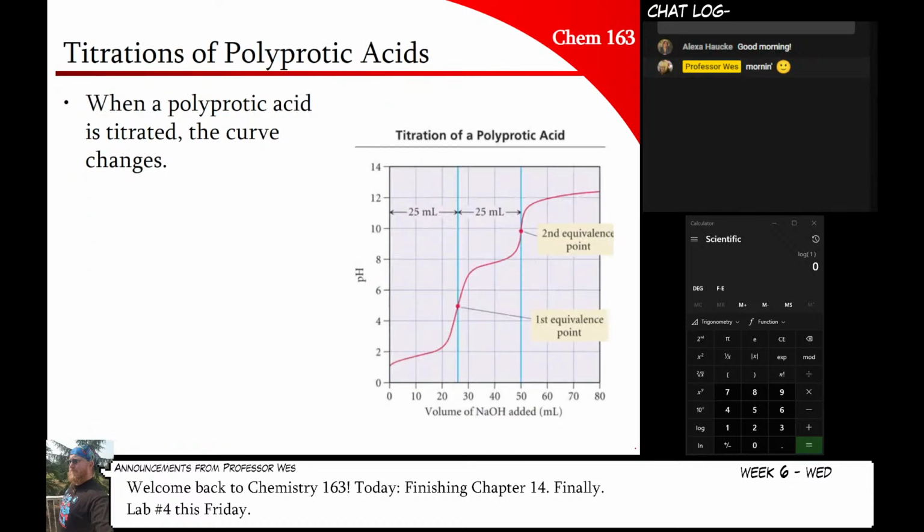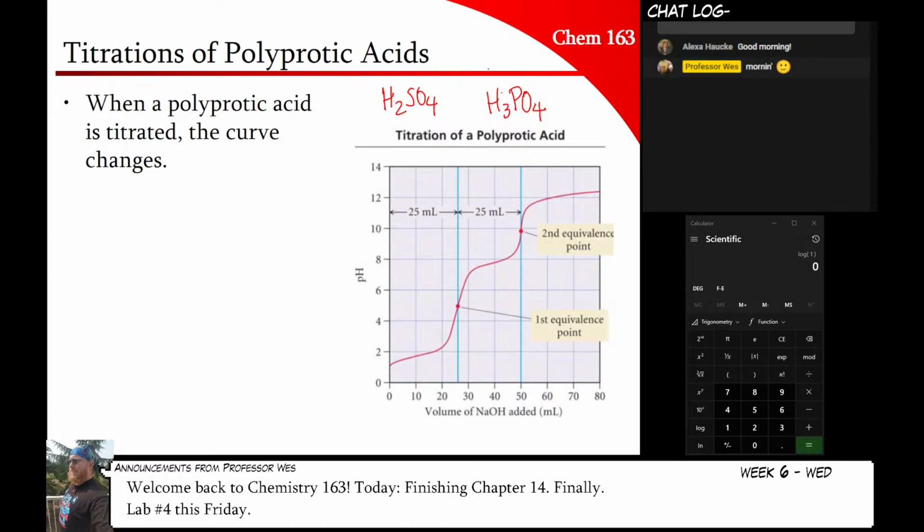What happens if I give you an acid that has multiple protons on it? So for instance, if I gave you this acid, or maybe even this acid, what ends up happening is that when you titrate these polyprotic acids, you get multiple equivalence points.